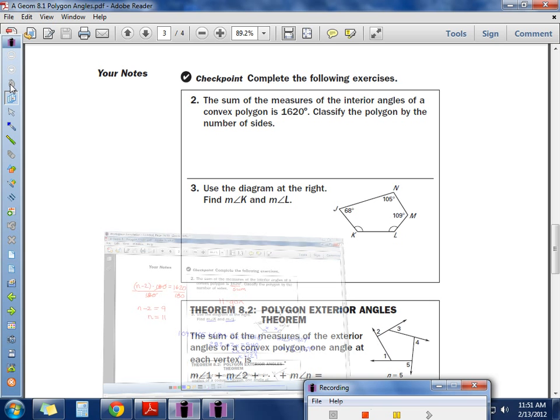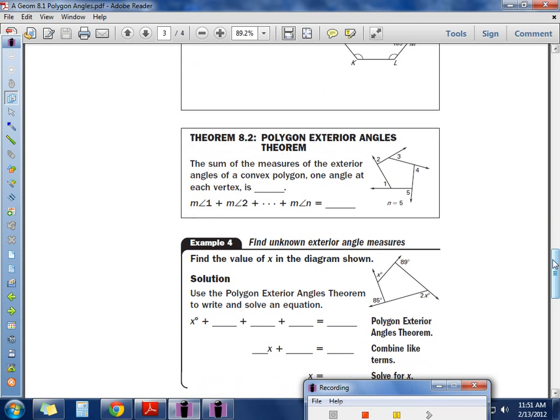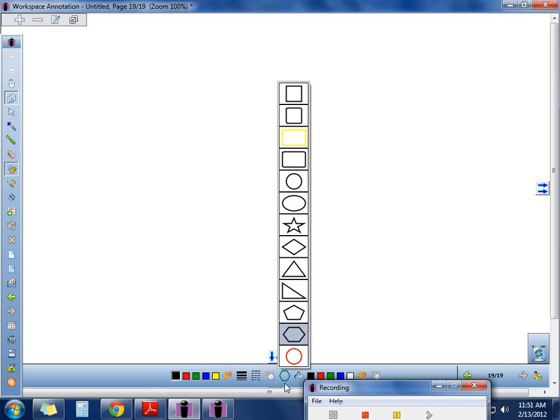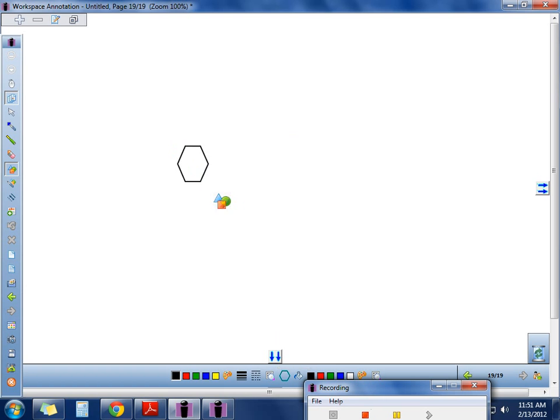The next theorem is Theorem 8.2. It deals with exterior angles. So I'm going to show you kind of a picture that will show this theorem a little bit better. Exterior angles are actually really easy if you can visualize this picture. So I'm going to pull up a shape. Maybe let's do a hexagon. So I'm going to draw a hexagon.